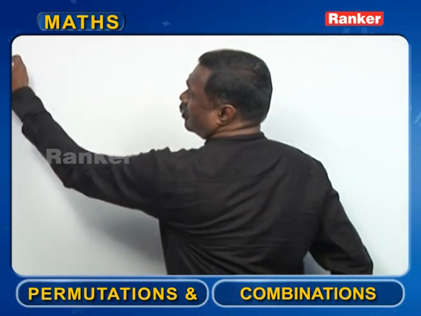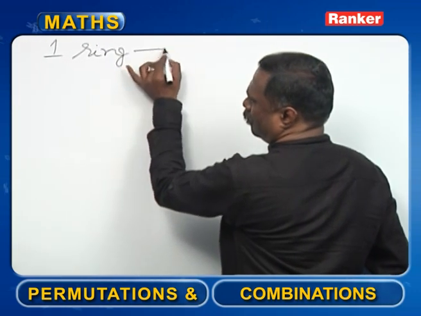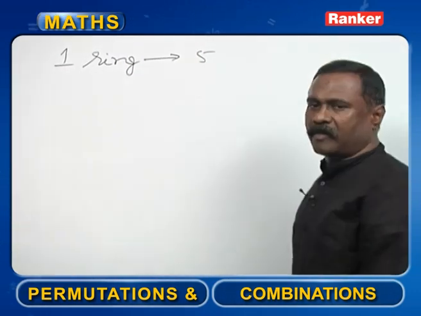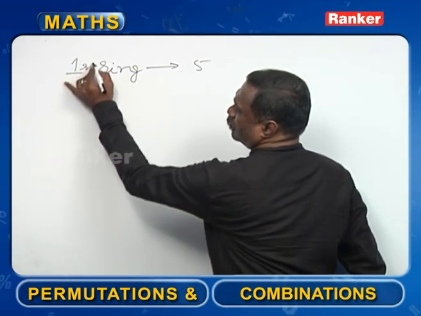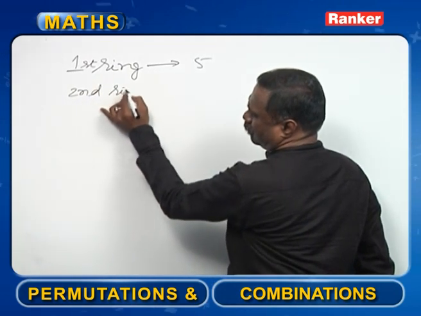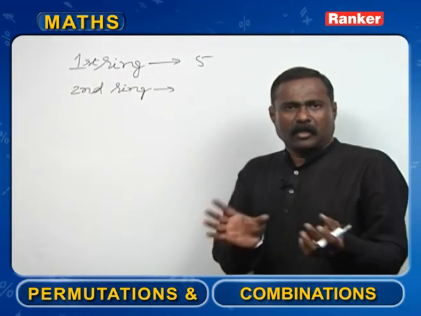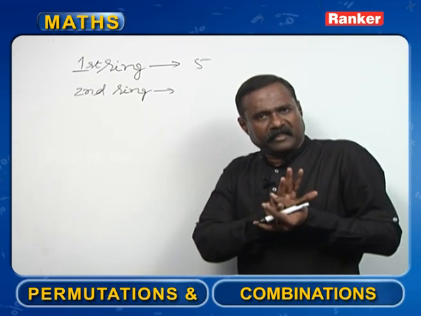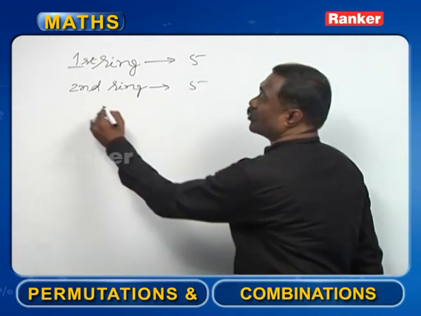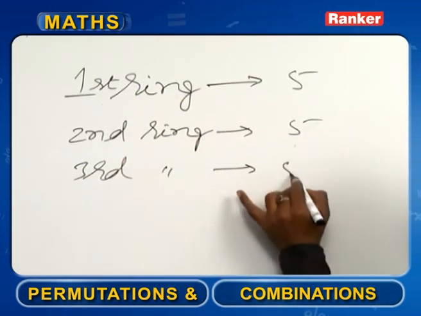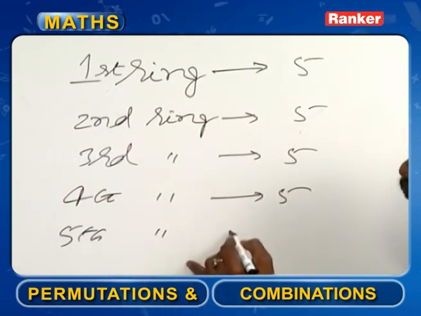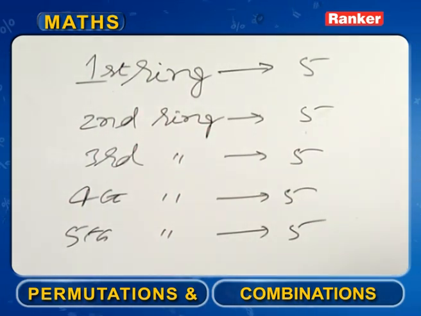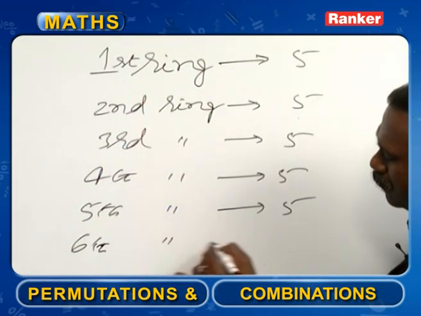So, the first ring can be placed in 5 different ways. Similarly, the second ring also can be worn in how many different ways? 5 different ways. Third also 5, fourth also 5, fifth also 5. And how many rings are there? 6 rings are there. Sixth also 5.